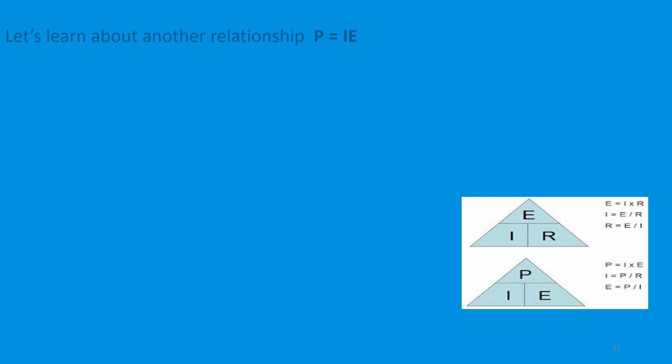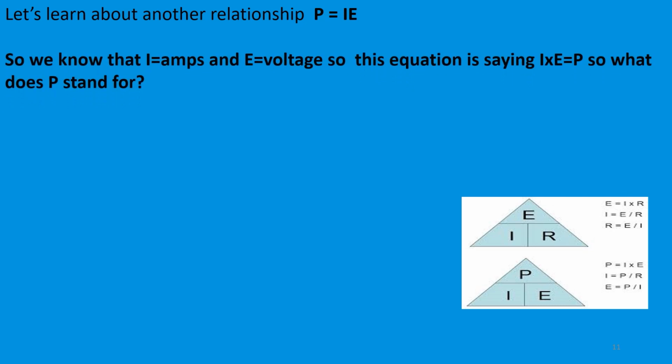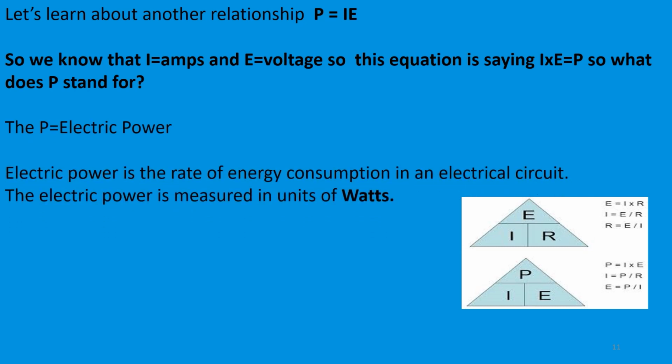All right, so let's go ahead and learn about another relationship. It's very similar, and it's P equals IE. So we know that I equals amps, and we know that E equals voltage. So this equation is saying that I times E equals P. But what does the P stand for? Well, P stands for electric power. And electric power is the rate of energy consumption in an electrical circuit. The electric power is measured in units of watts. So P equals watts. So if you had 75 watts, it equals 75P.